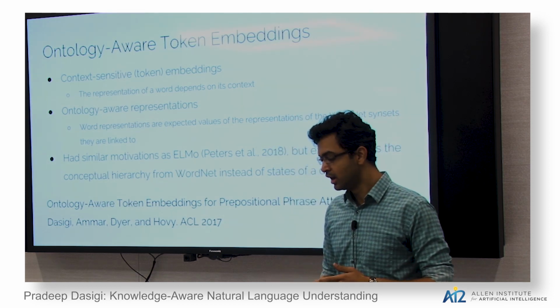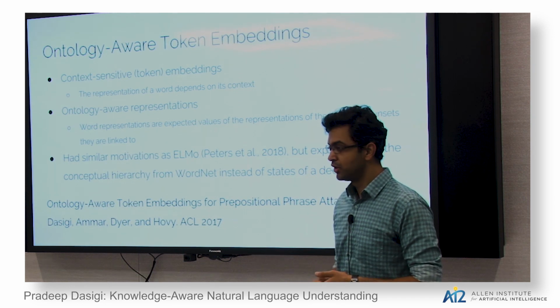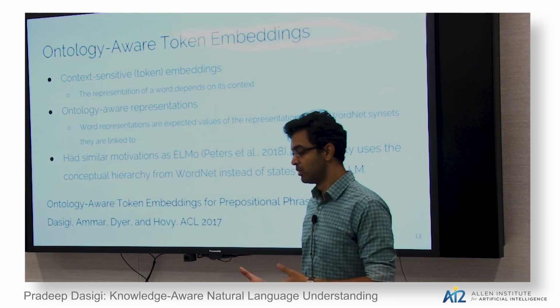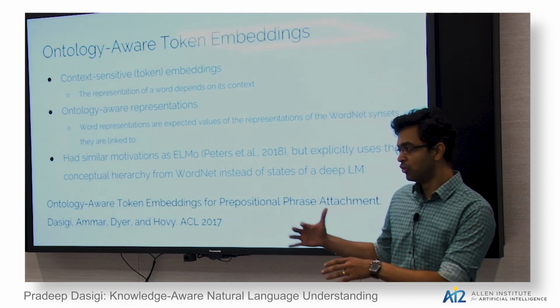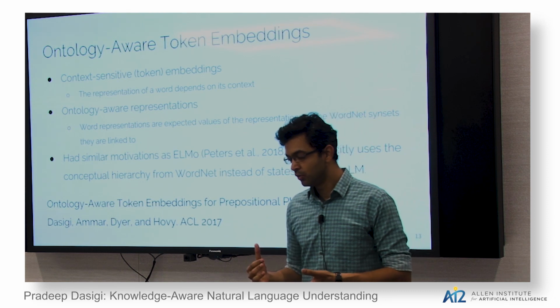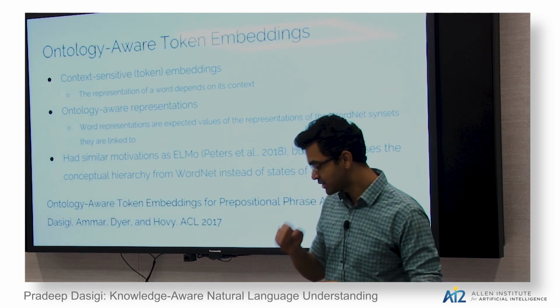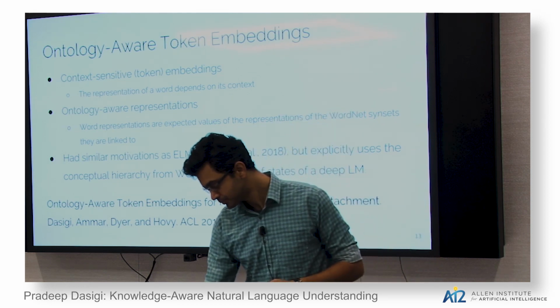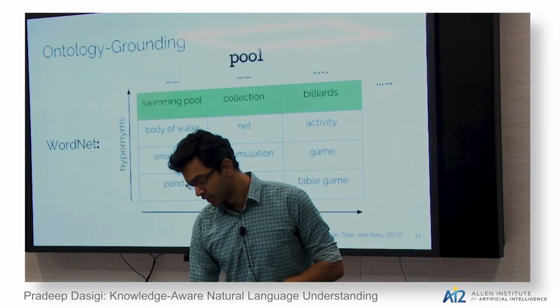This was a paper from last year's ACL, and it had similar motivations to the more recent ELMo embeddings. But the high-level difference is that whatever ELMo is doing with states from a deep language model, we are doing that using ontologies, explicit symbolic ontologies. So let's closely look at what the model is doing.